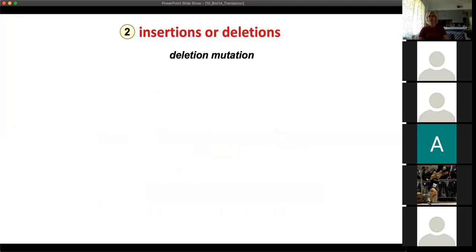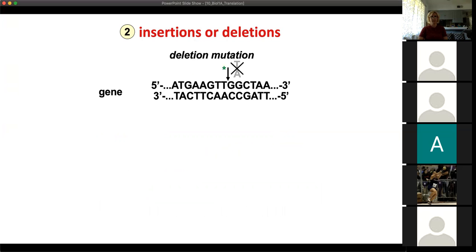Now we'll see what happens if we start removing or adding bases. We do indels. So what they've done here is we've taken our original gene sequence and we deleted this single pair, this TA pair that was right here.